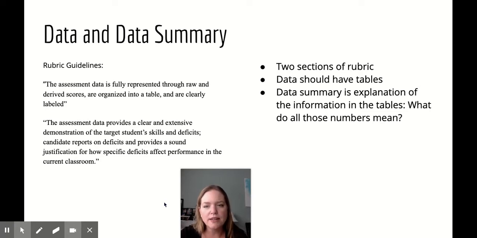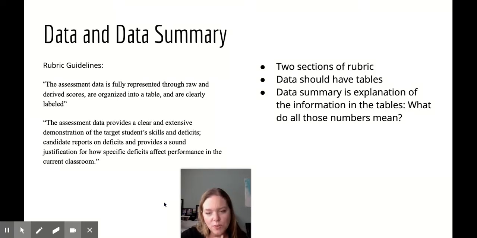You need to then tell us in a clear way what that data is telling us about the target student's skills and deficits, and then give sound justification for how those specific deficits may affect performance in the current classroom. Okay, so you should be somewhat familiar with how to do that, but this is the time when you really are learning more about what the standard score means, especially when you're talking about a bell curve and all of that. What do those percentiles really mean?